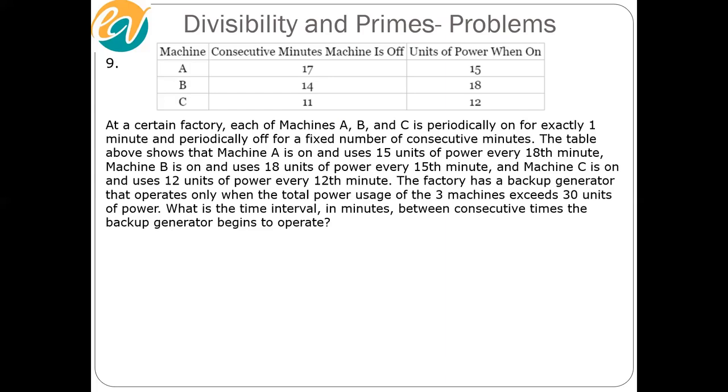So what is the time interval between consecutive times the backup generator begins to operate? And when does the backup generator operate? When the power usage exceeds 30 units of power. Now, when do you think that will happen, by the way?